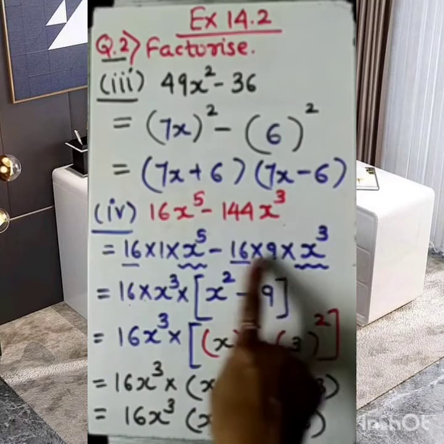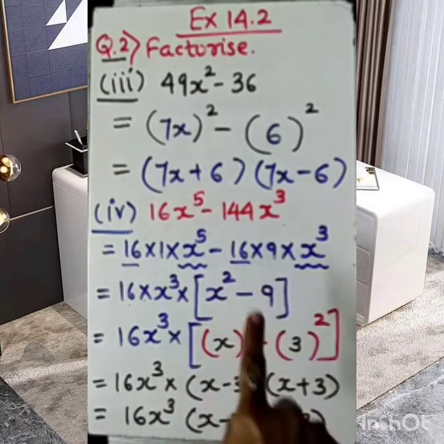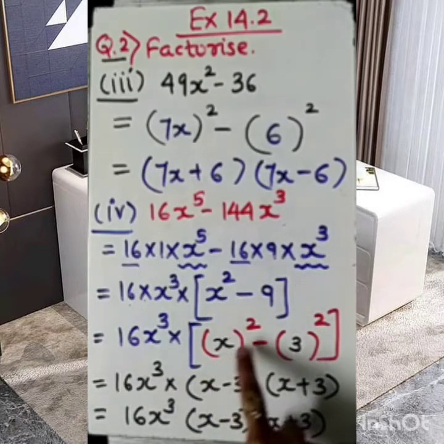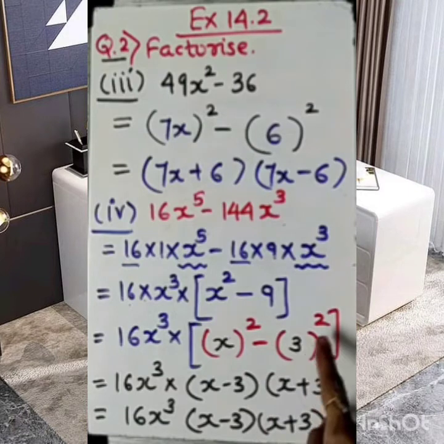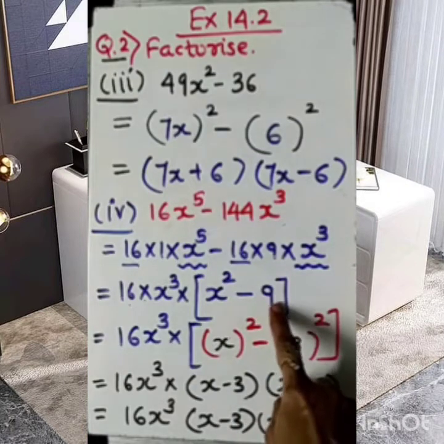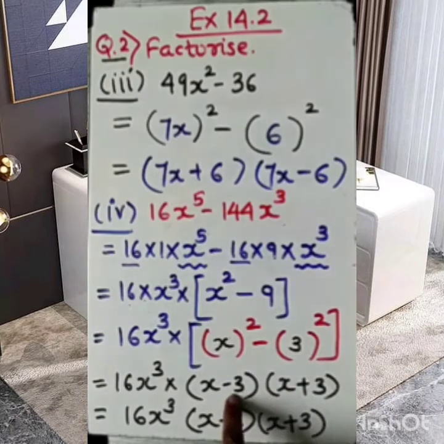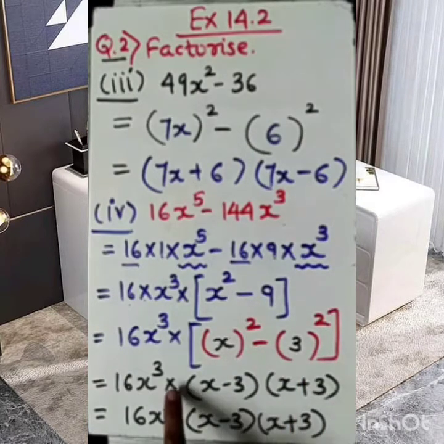Now what about this x square minus 9? We need to apply the third identity here. Third identity says x whole square minus 3 whole square, because we know x square is a perfect square of x and 9 is a perfect square of 3. So we need to mention here x minus 3 and this is x plus 3. So after removing this product sign, the final answer is clear to you.